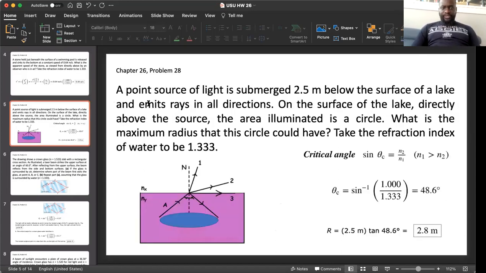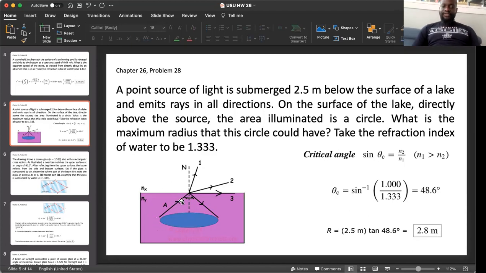Chapter 26, problem 28 says a point source of light is submerged 2.5 meters below the surface of a lake. So the distance from here to here is 2.5 meters. This is just a diagram I put here to illustrate what's going on. On the surface of the lake, directly above the source, the area illuminated is a circle. So we have exactly the same thing on the surface of the lake right there. So what is the maximum radius that this circle could have?